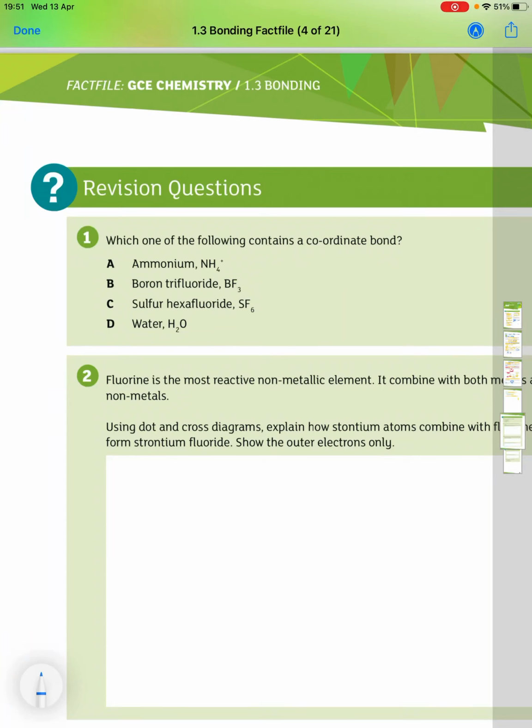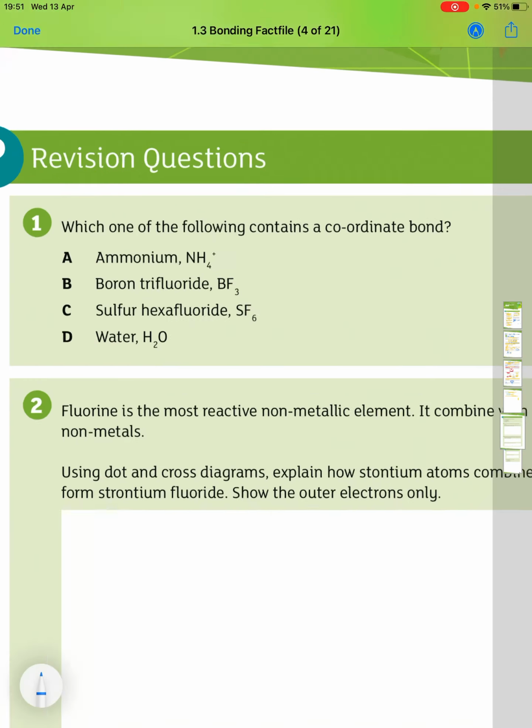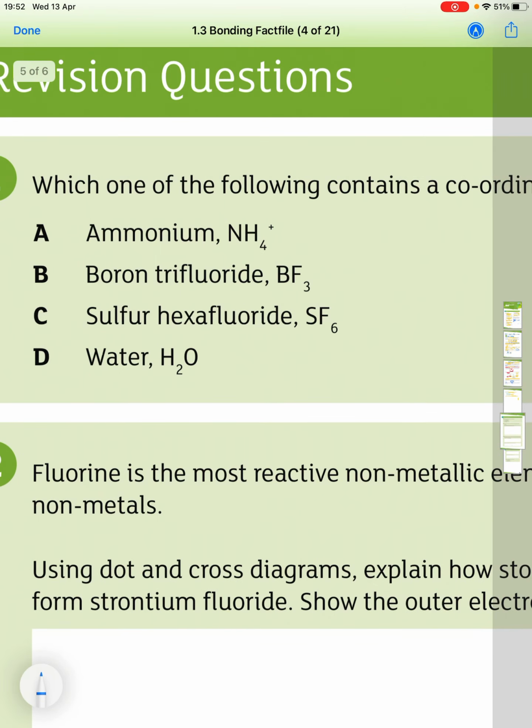These are the answers for 1.3 bonding questions. So question 1, which of the following contains a coordinate bond? So we have ammonium NH4+, boron trifluoride BF3, sulfur hexafluoride SF6, and water H2O. The answer is A, ammonium.